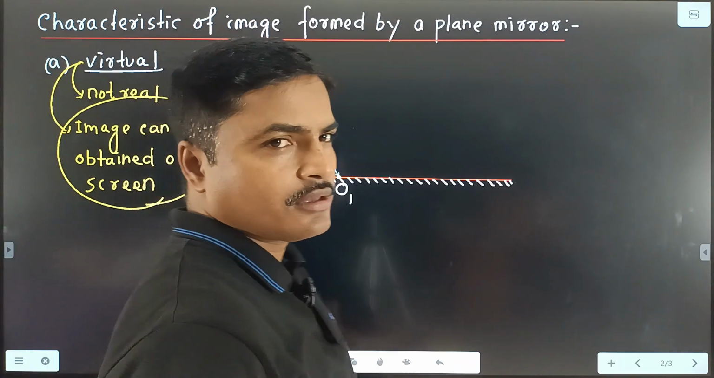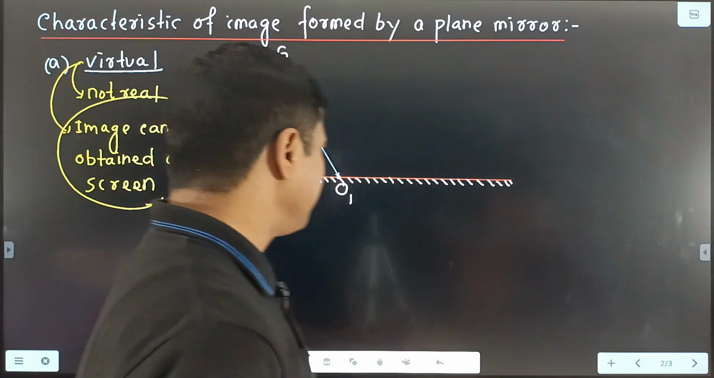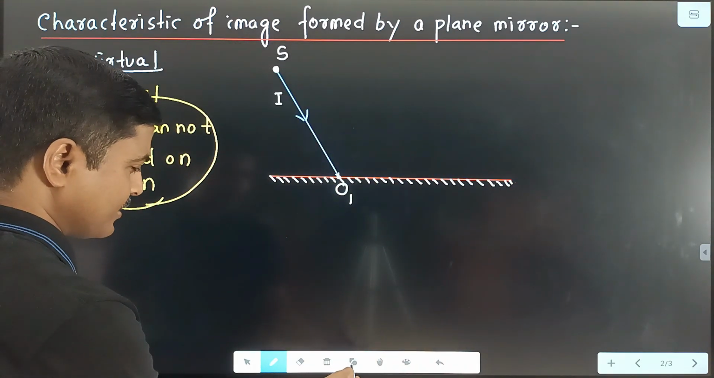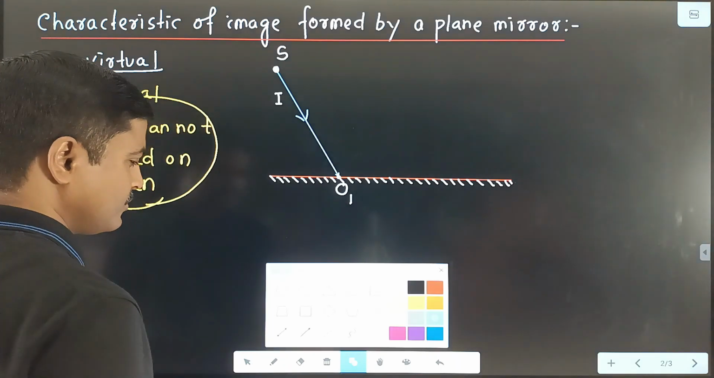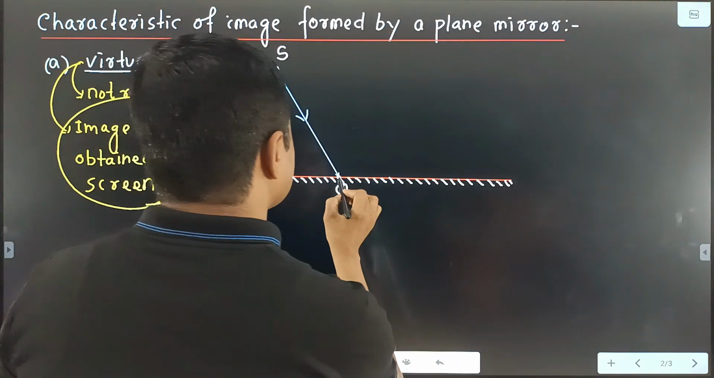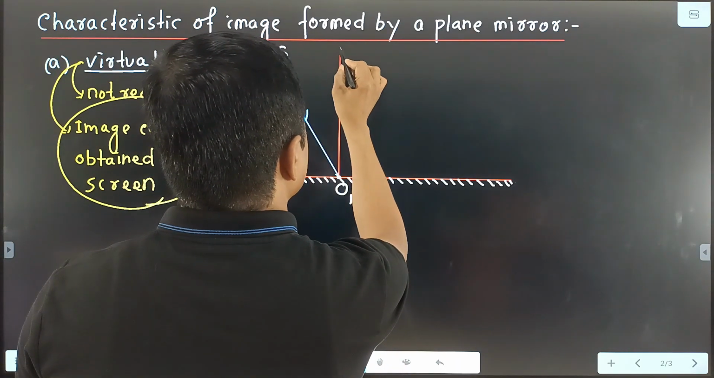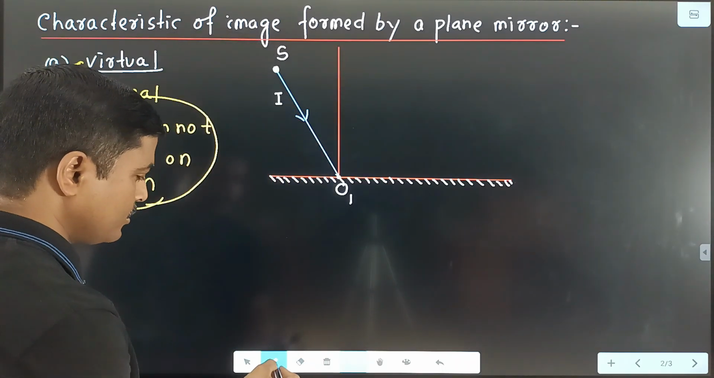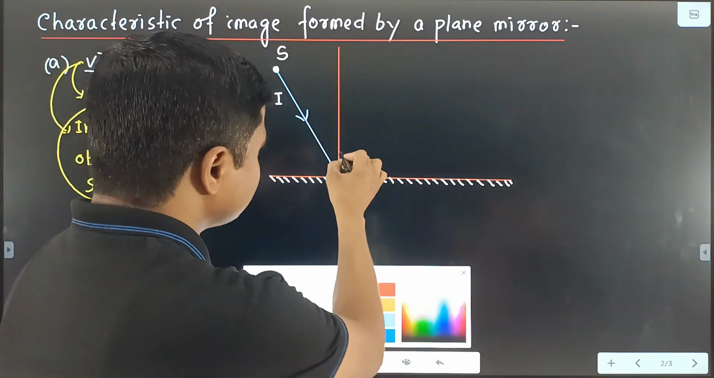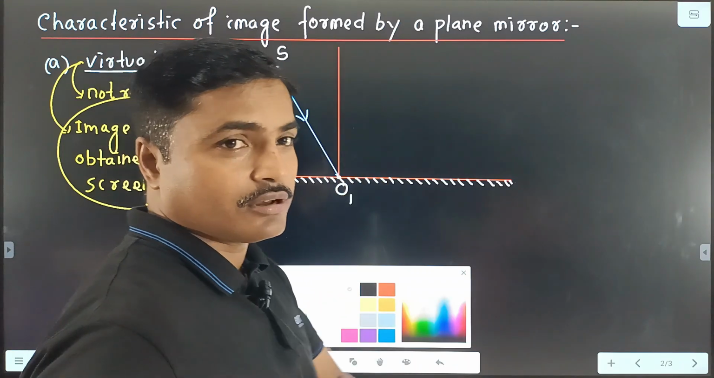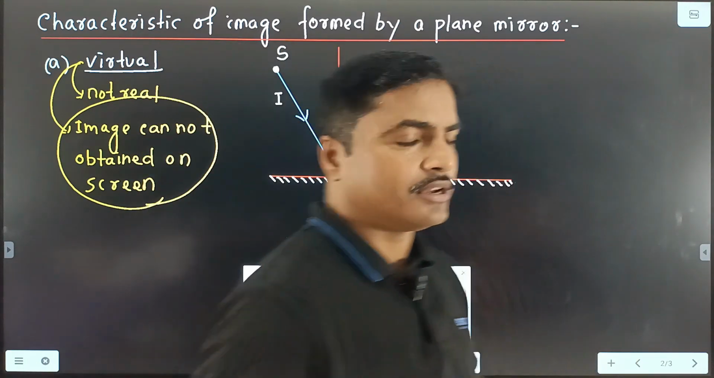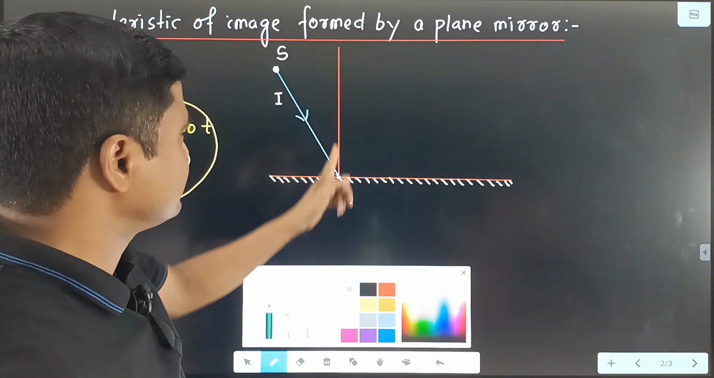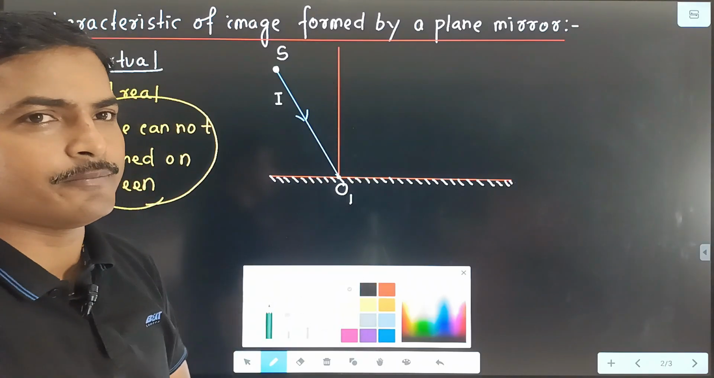Then what happened? From point O1, the ray returns back into the same medium. So for this, first we will draw a normal. This one is the normal to the plane mirror. Normal means the angle is 90 degrees, perpendicular to the surface of the plane mirror, because this is the surface, so this angle is 90 degrees.